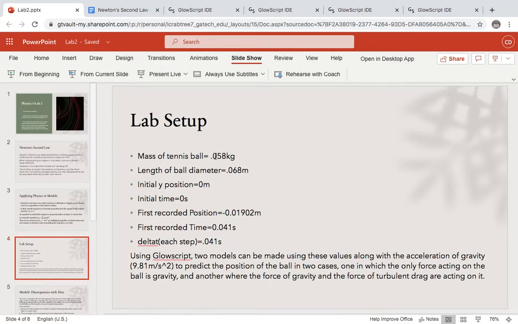The lab is set up using a mass of 0.058 kilograms, and the reference length being 0.068 meters. These are the initial positions and times, and the first recorded ones, just to give an example, and to show that the time intervals are 0.041, and so the position and velocity values are calculated iteratively.